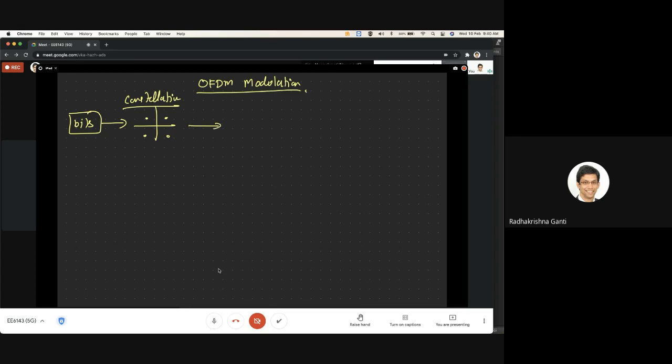Then at this point, what do you have? You have complex numbers, no? IQ samples. What you call IQ samples are complex numbers.